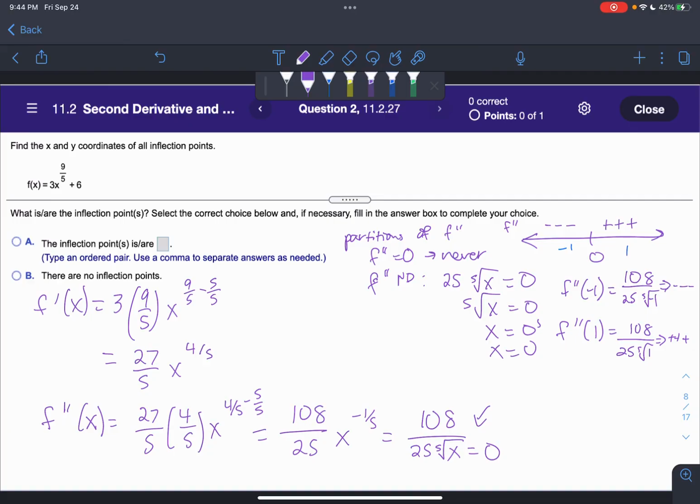So when my f double prime is negative, my f is concave up or down? Down, right? And then when it's positive, I'm concave up. So my concavity does change, and so 0 is a point of inflection. Okay, so that's how we do that problem.